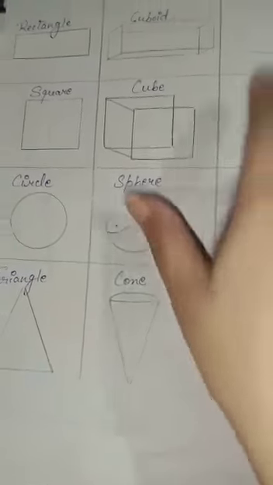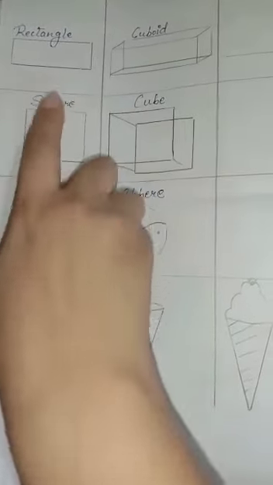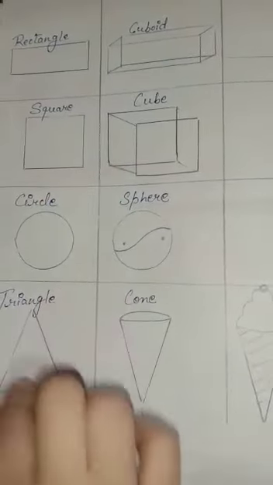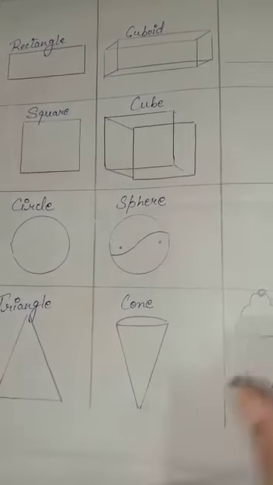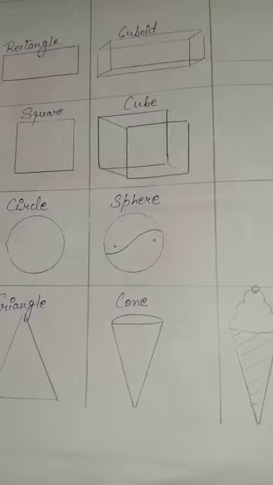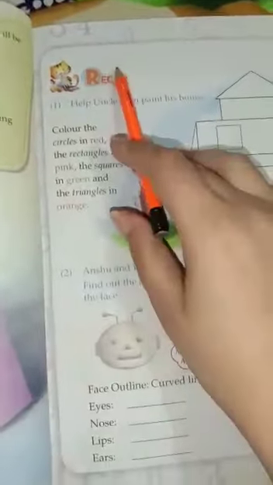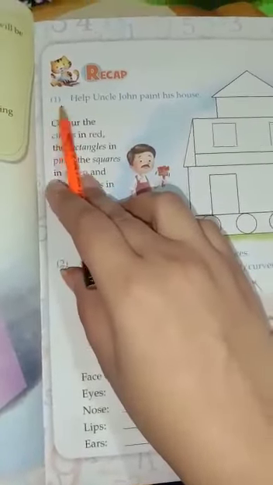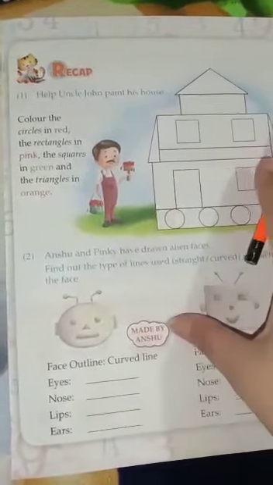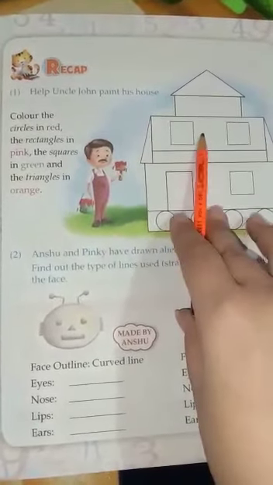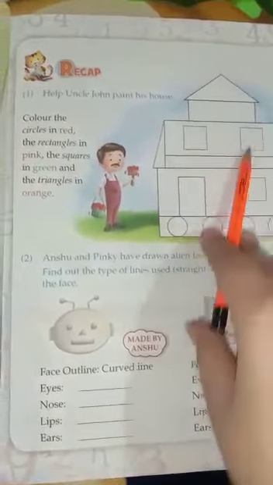Okay, now I hope you understand these shapes and these solid shapes. They are rectangle, square, circle, triangle. They are main shapes and they are solid shapes, right? Now come to our chapter. Recap. Exercise 1. Help Uncle John paint his house. Now this is Uncle John's house and he wants to color it.